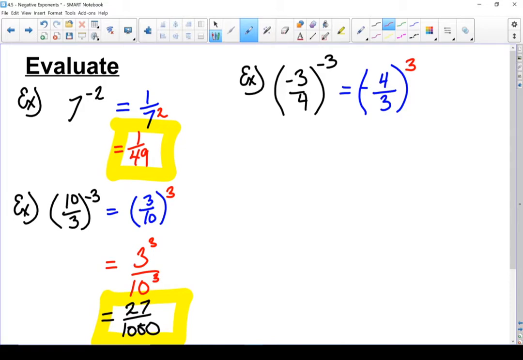And as far as the sign, I always like to keep that negative sign attached to the top number. Although technically it's not wrong if you'd kept it as 4 over negative 3. Let's evaluate that. Negative 4 cubed is going to give me negative 64, and 3 cubed is going to give me 27.